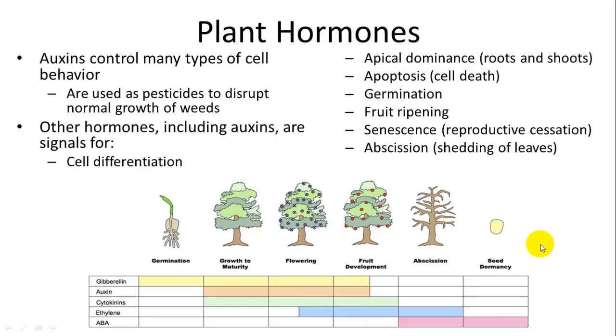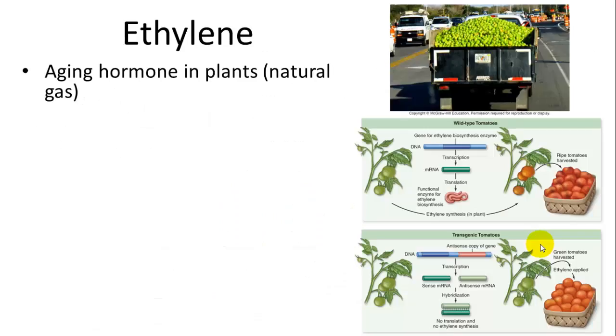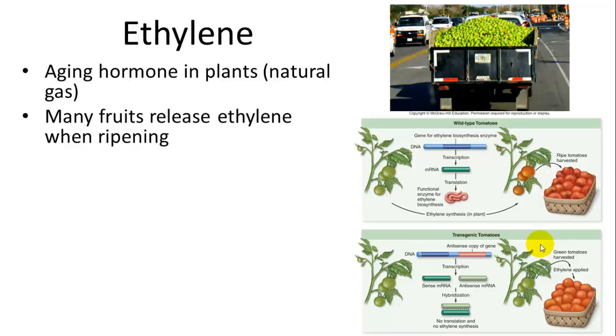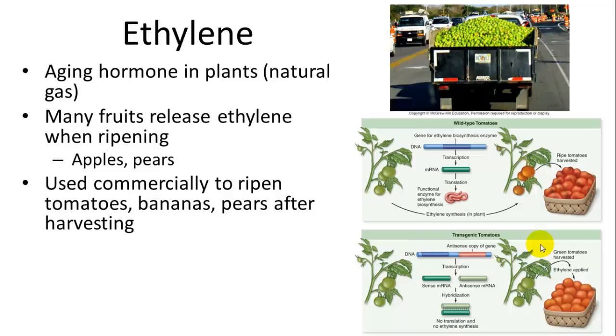All right, so one of these I just wanted to talk about again is ethylene, and that wasn't mentioned on that list. This is the aging hormone in plants, and it is secreted as a gas. And it is also called the ripening hormone because many fruits rely on this signal for them to start ripening. So apples and pears and tomatoes are an example of that. It is also used commercially to ripen tomatoes, bananas, and pears after harvesting.